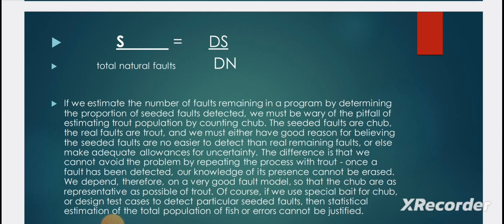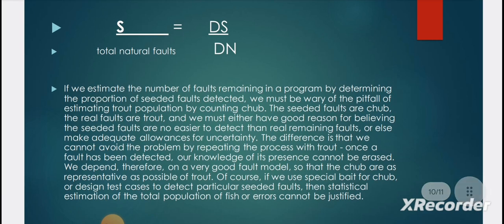So here is the formula: S divided by the total number of natural faults is equal to DS, the detected seeded faults, divided by DN, the natural faults. Here we have to estimate the number of faults remaining in the program by determining the proportion of the seeded faults. Estimate the trout population by counting the chub. The seeded faults are the chub and the real faults are the trout.